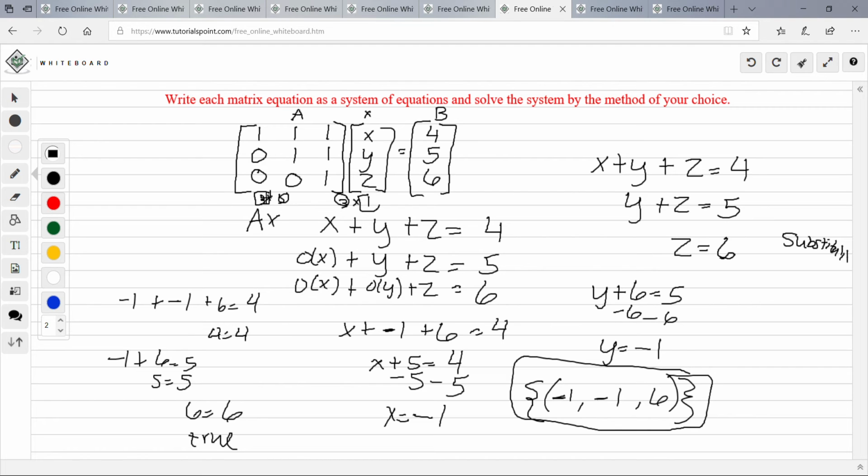What I did was I first multiplied this AX. First I determined if it's possible, and it's possible, so I can multiply AX, and we set that equal to B, and then I just used simple substitution. Okay, last one.